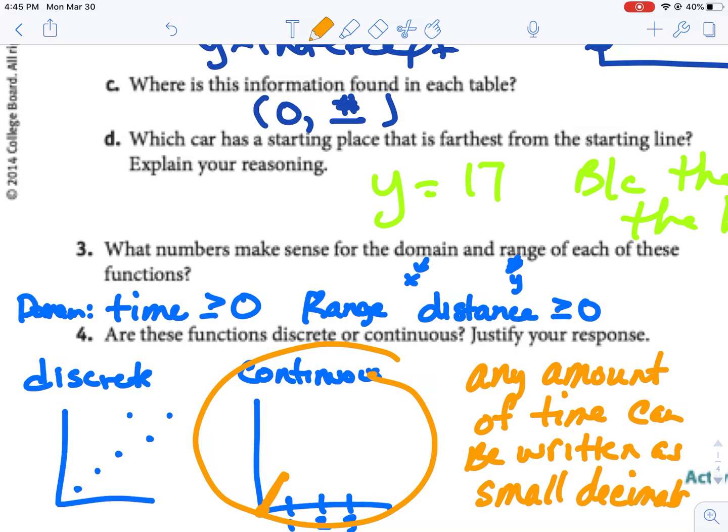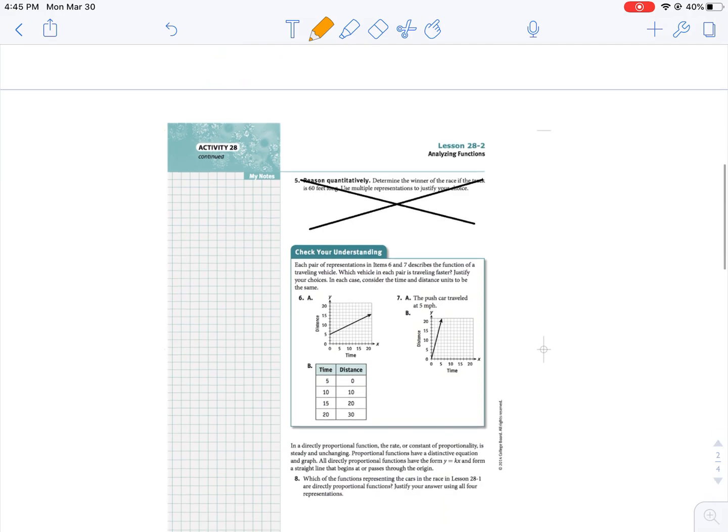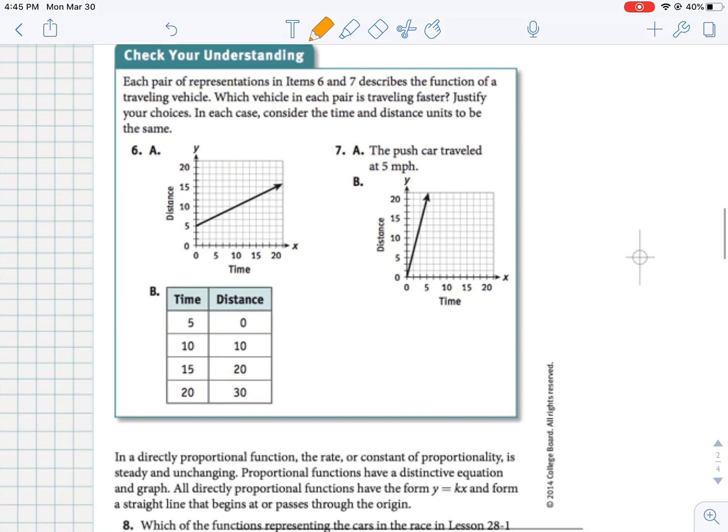So like I said, 1 second, 1.1 seconds, 1.00001 seconds. There's a lot of different points in between those, so it's going to keep going forever, or be what we call continuous. All right, taking a look at the next page, we're going to skip question 5 and jump right to questions 6 and 7.